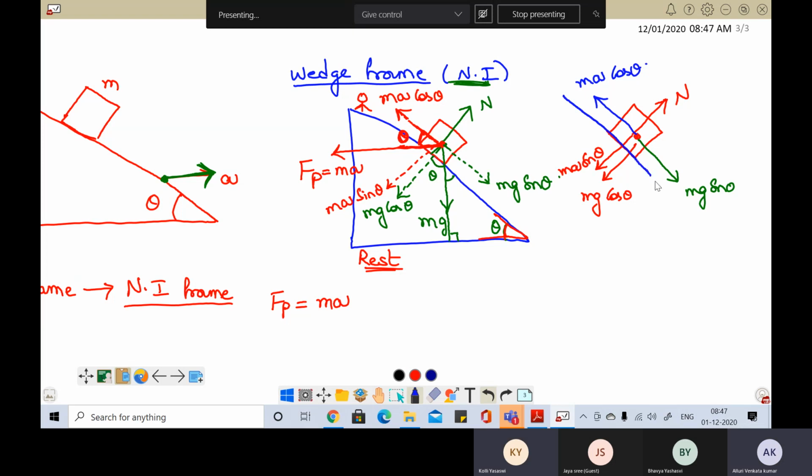Yes, sir. My screen got stuck, so I'm not able to see anything. Oh, okay. Now? So one minute, I'll just change my network. Oh, okay.